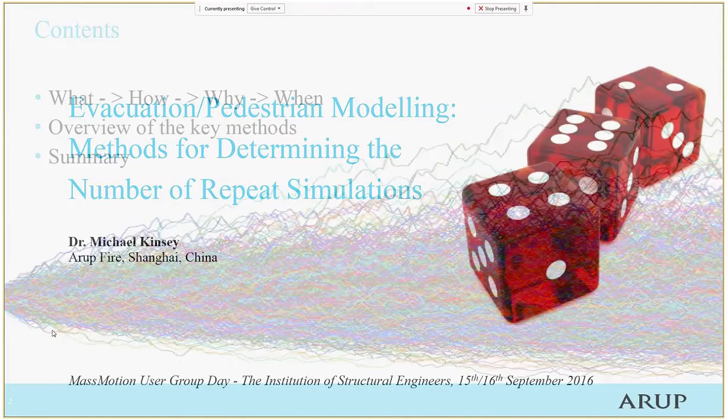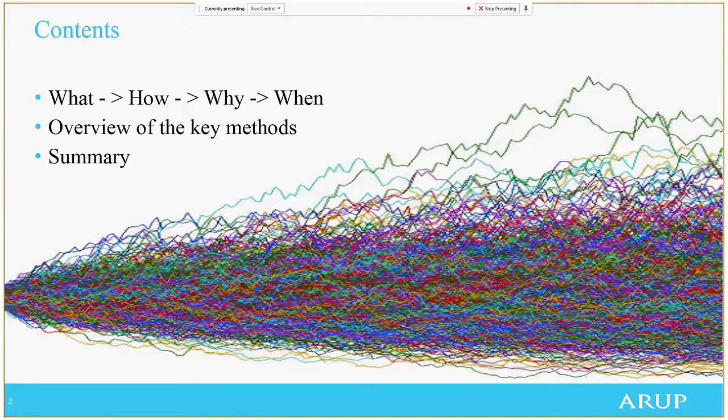In the talk, I'm going to talk a little bit about what random values are and how they are generated. I'm also going to talk about why we use random values within evacuation pedestrian models and where they're typically found within the modelling environment. And then I'm going to dive straight into giving an overview of the key methods for determining the number of repeat runs. I'm also going to talk a little bit about potential methods for reducing the number of repeat runs as well.